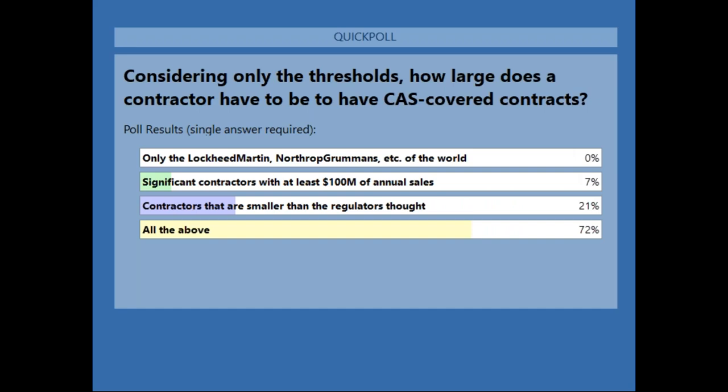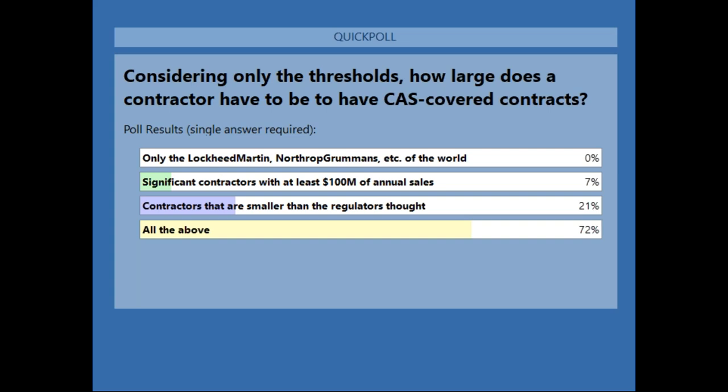Okay. You know, it's just kind of a tricky question, and everybody got right that it doesn't apply to only the Lockheed Martin and Northrop Grummans of the world. Those who base their decision on sales, CAS coverage is not based on sales.